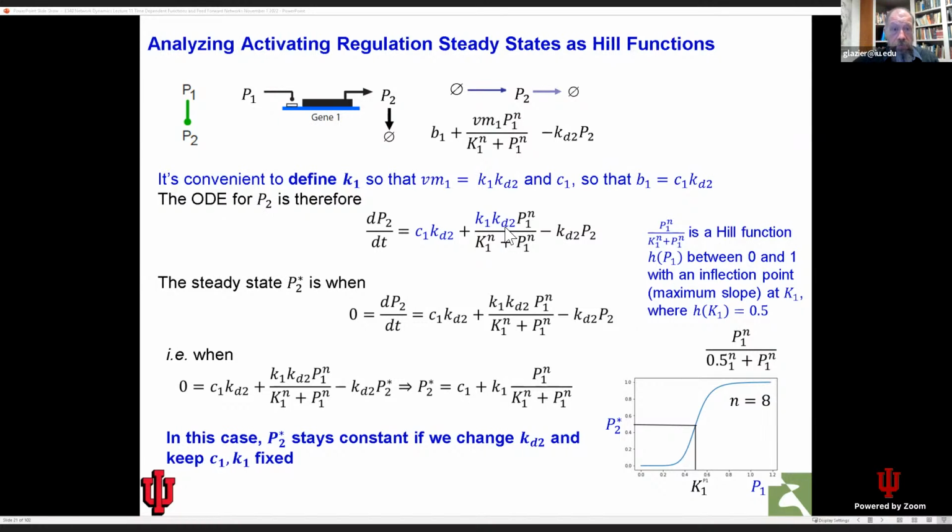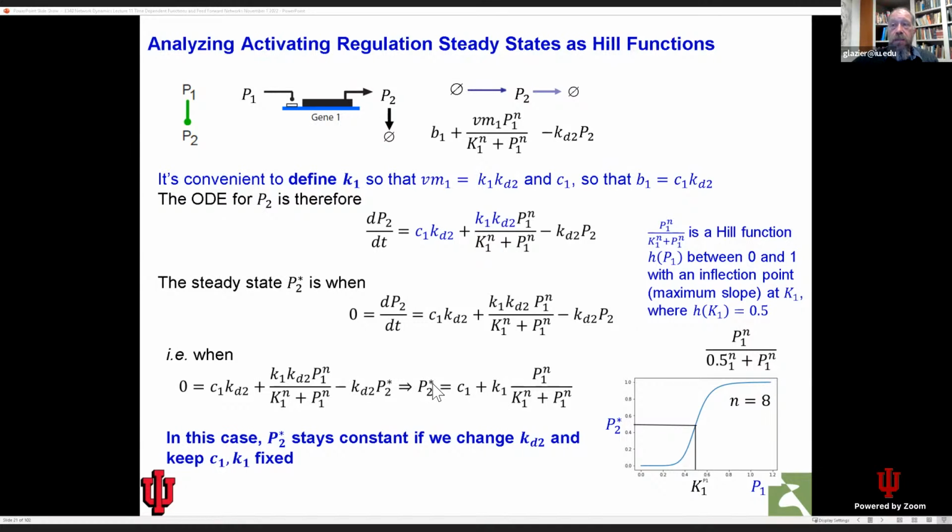And you'd say, why would you do that? And the answer is that if I rewrite Vm1 equal to K1 times the decay constant, and B1 equal to C1 times the decay constant, let's see what I get. C1 KD2, K1 KD2, KD2 P1. Notice that I can now define the steady state by setting the time derivative to 0. And now all of those KD2s cancel out, right? They all disappear. Boom, boom, boom.